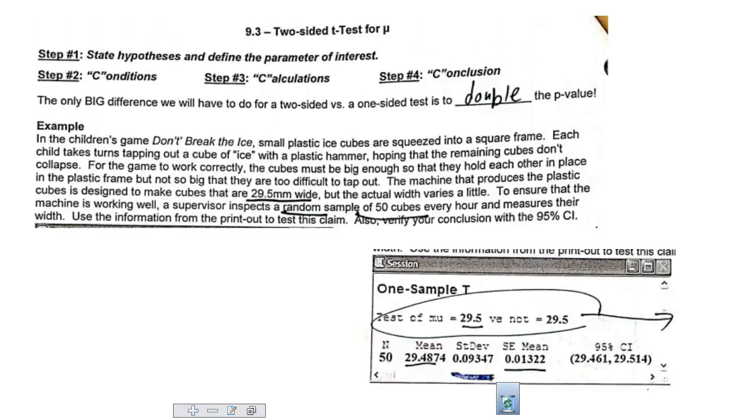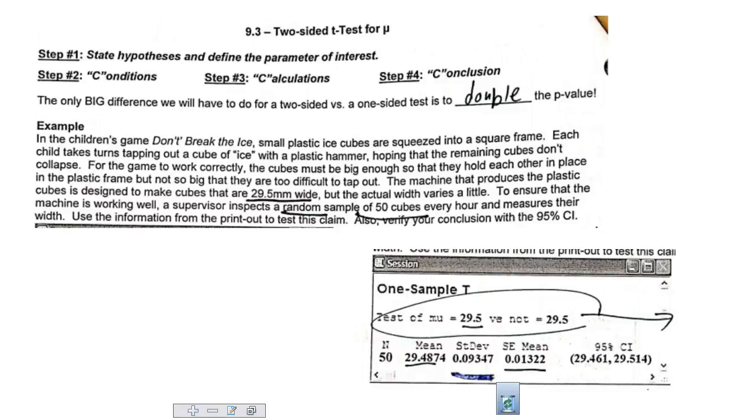So this question goes back to the children's game Don't Break the Ice, and if you've never played this game, you should have, because it is awesome. I encourage you to pause the video. You're already on YouTube. Do a search at the top for Don't Break the Ice and see this game played in action. It's amazing. You will want to play.